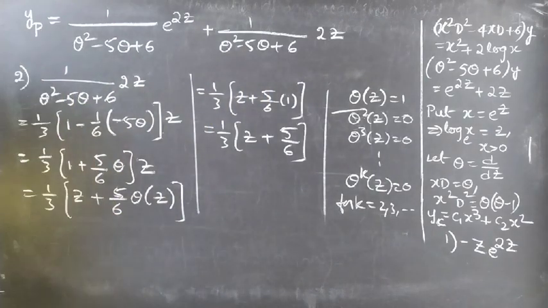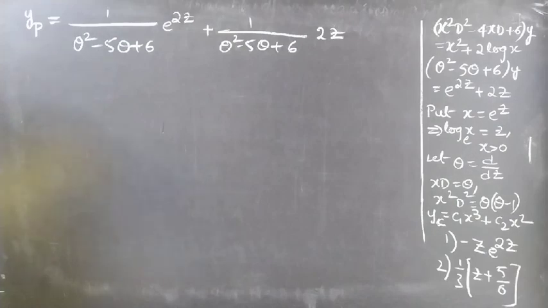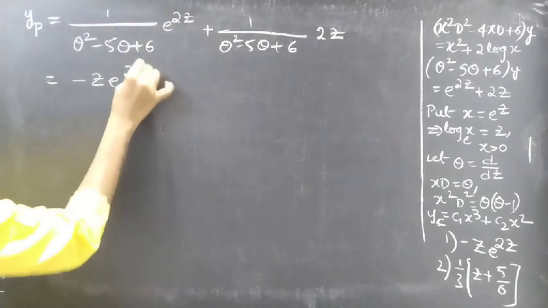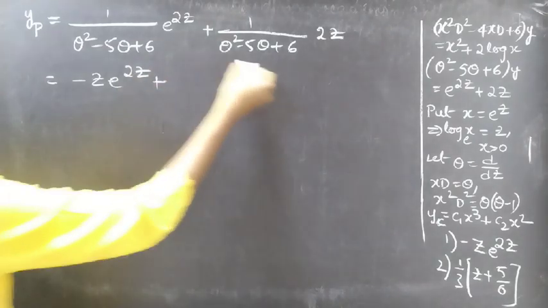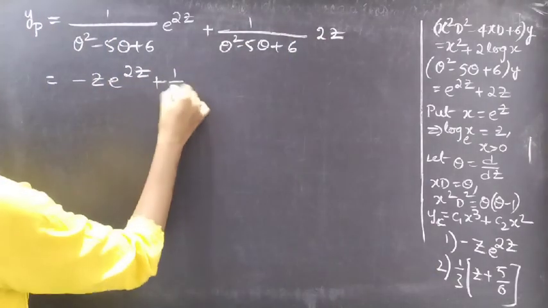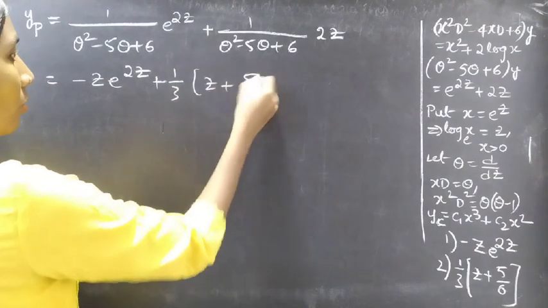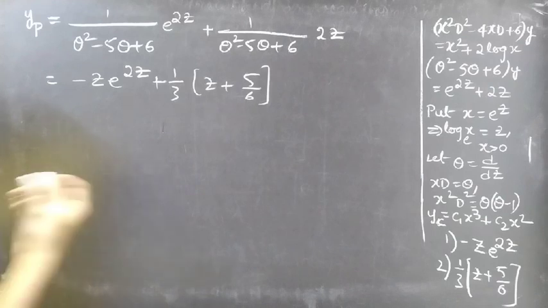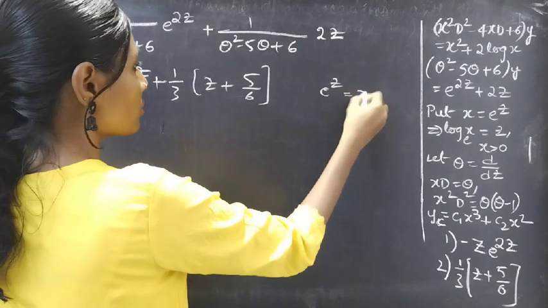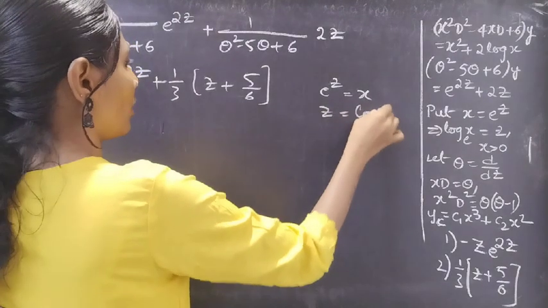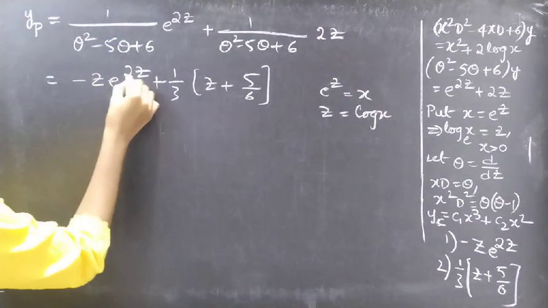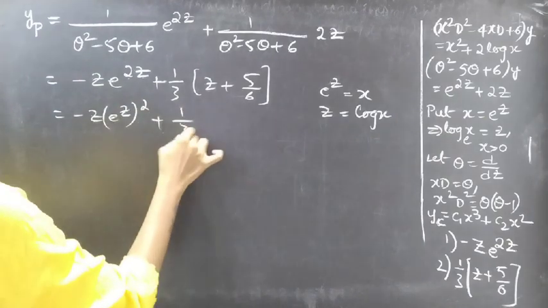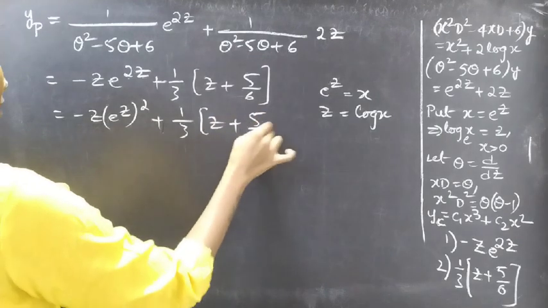Now coming to yp. Yp becomes the result obtained from the first term, which is minus z e power 2z, plus the result obtained from the second term, which is 1 by 3 into z plus 5 by 6. Now we have yp in terms of z, but we need to write it in terms of x. So we can replace e power z by x and z by log x. For that purpose, we need to write e power 2z as (e power z) whole square. The second term remains the same.